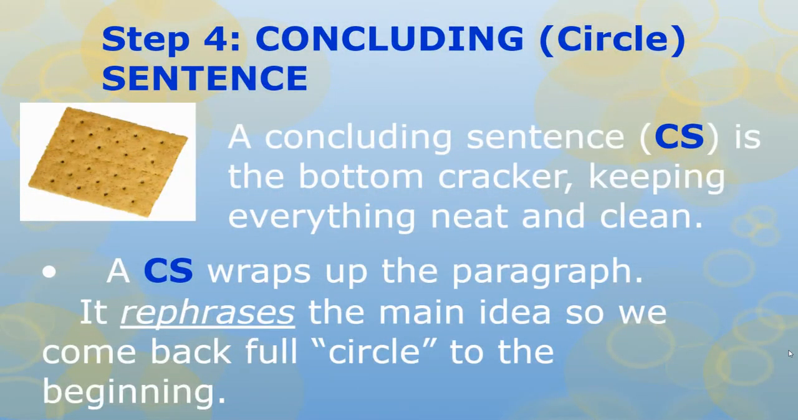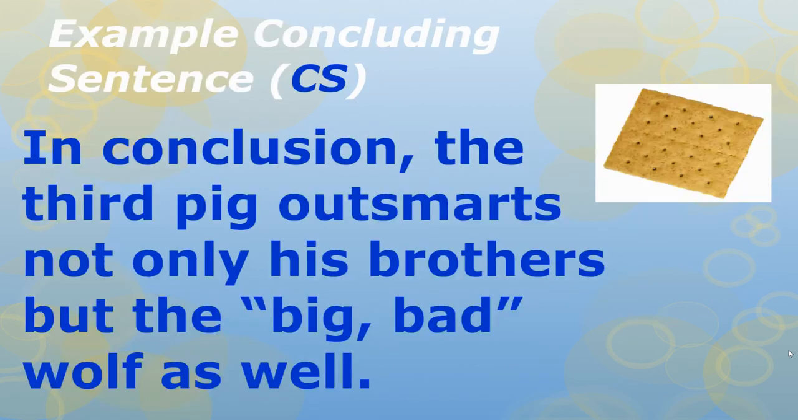Step 4 is the concluding sentence. Some people call this the circle sentence because it brings us back around to our claim at the beginning. And it's kind of like the bottom cracker, keeps everything neat and clean, ties it all up, wraps up our paragraph. It should rephrase the main idea. We don't want to state it directly because that is boring and redundant and doesn't show growth. But a good concluding sentence will maintain the same claim you've been making the whole paragraph, coming full circle back to it, but rephrase, showing perhaps a little bit more of what you have explained in your paragraph.